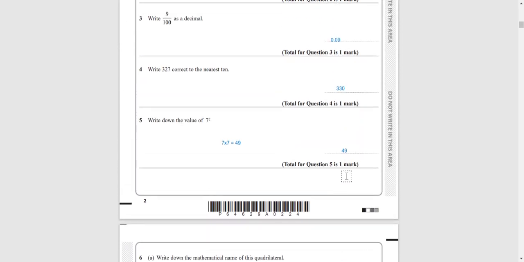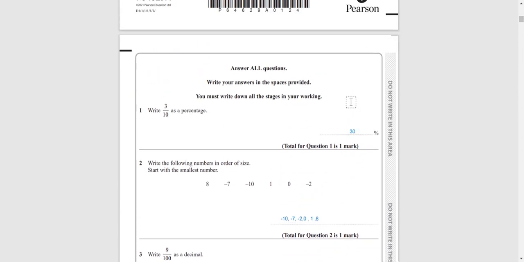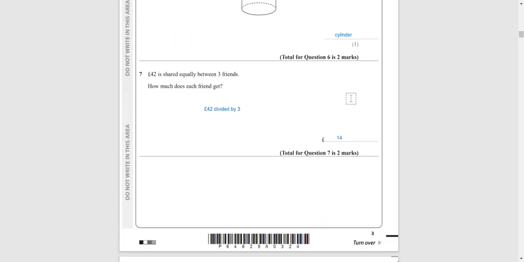So we've got 2, 4, 5, 6, 7, 8, 9 marks secured on the first 2 pages.